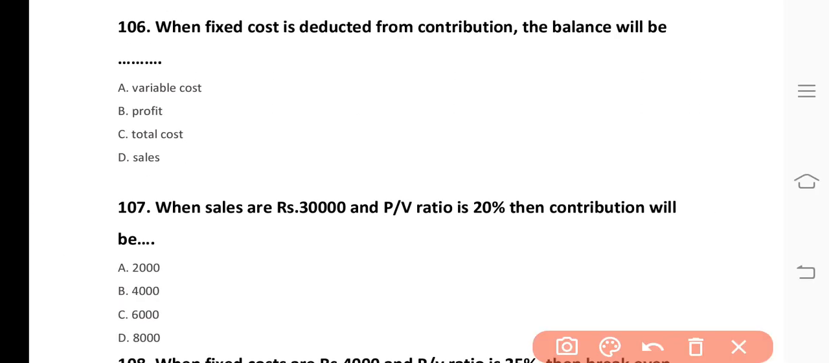MCQs number 106. When fixed cost is deducted from contribution, the balance will be: variable cost, profit, total cost, or sales. So the correct option is option B, profit. When deducting fixed cost from contribution, the balance figure is known as profit.